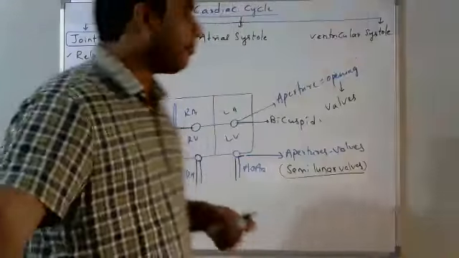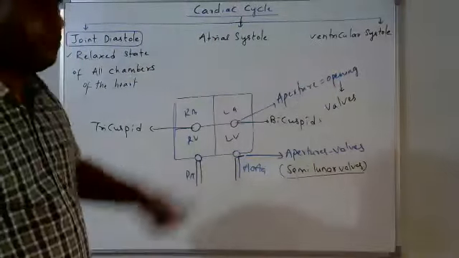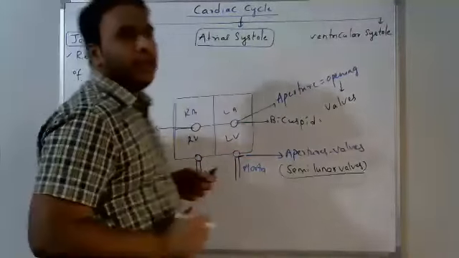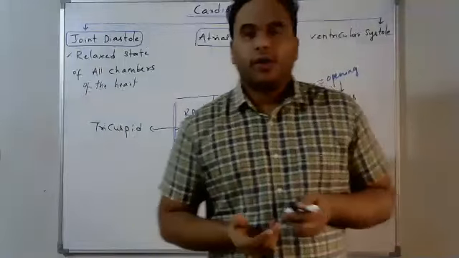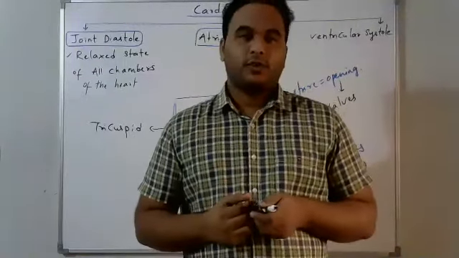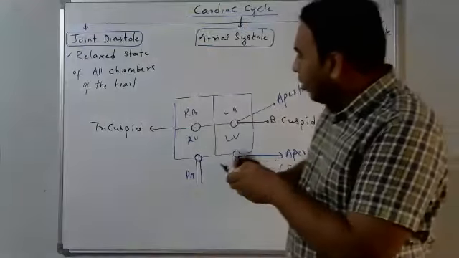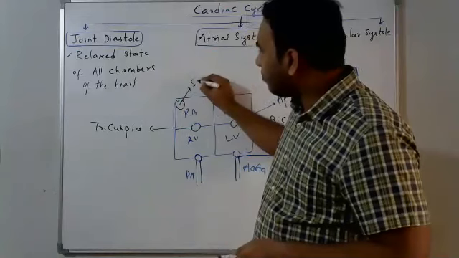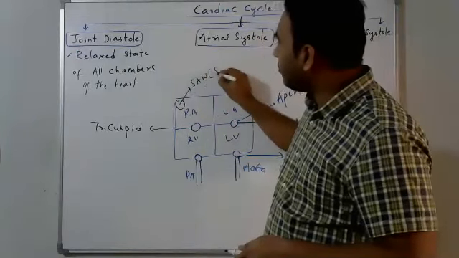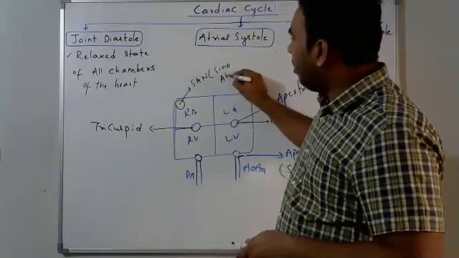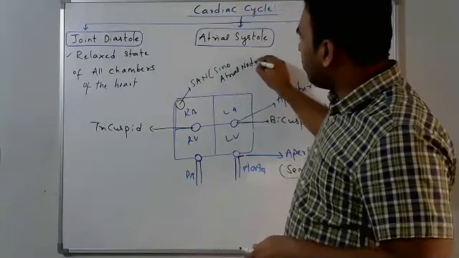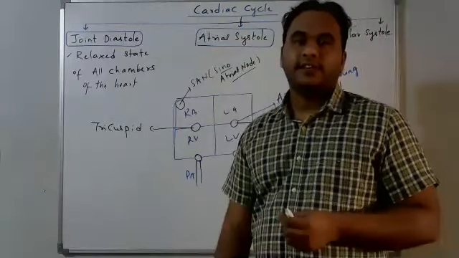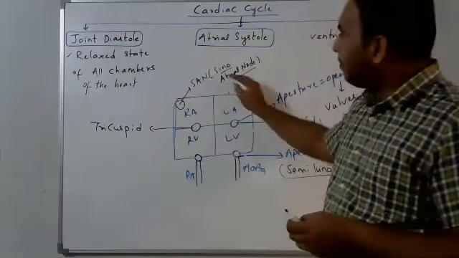Got it? Now the second step, atrial systole. Atrial systole is also called auricular systole. Here, I already told you there is one node called the sinoatrial node. We already discussed it when we covered the internal structure. It is the pacemaker of the heart.